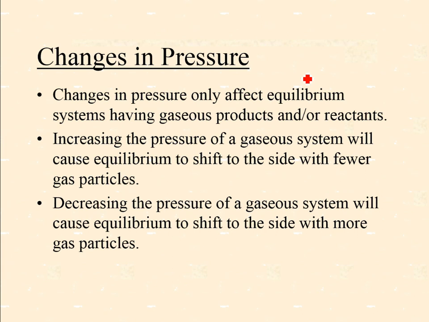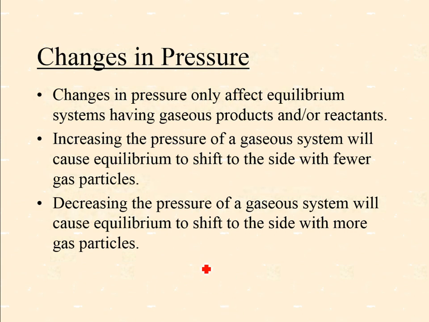Changes in pressure only affect equilibrium systems having gaseous products or reactants. Increasing pressure of a gaseous system will cause equilibrium to shift to the side with fewer gas particles. So this goes back to us looking at the number of moles of gas on the reactant and product side, only gases, to determine what's going to happen to equilibrium when we change pressure. Decreasing pressure of a gas system will cause equilibrium to shift to the side with more gas particles.